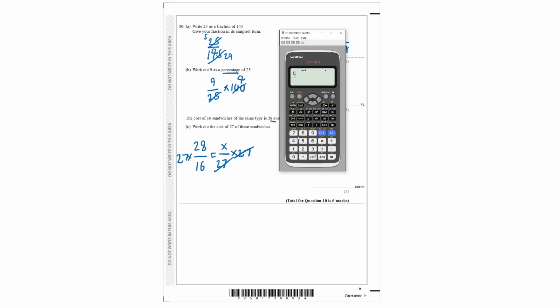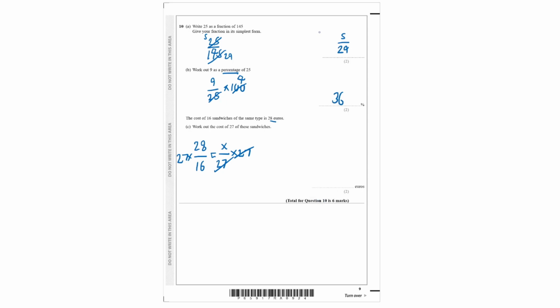We have 28 divided by 16, which is then multiplied by 27, which gives us 47.25. X is equal to 47.25 euros.